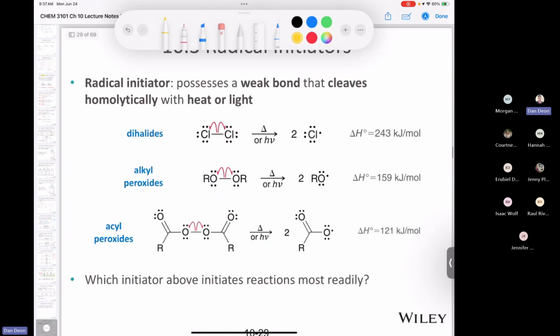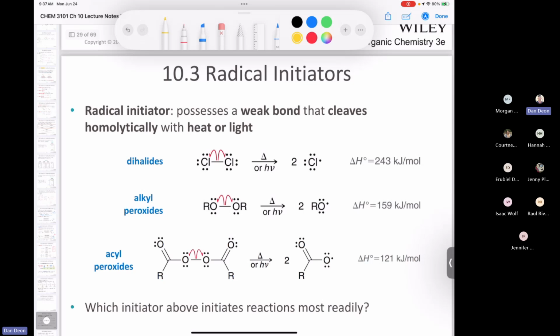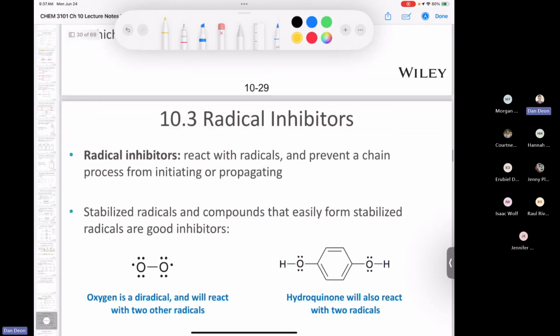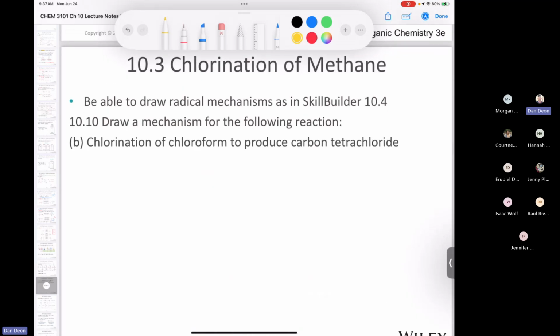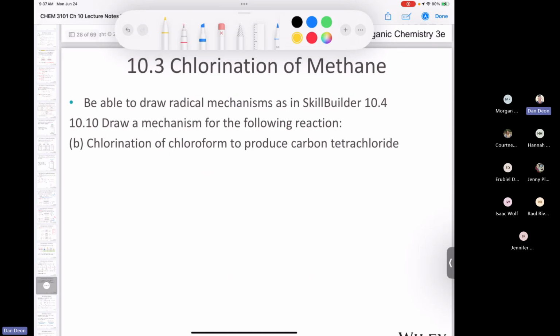Now, before we move on to radical initiators and radical inhibitors, which I will cover with you before we take our next break, I want to take a look at this question here. Okay, there is some work involved here. It says, be able to draw mechanisms as in Skill Builder 10.4. So make sure you take the time to take a quick peek at Skill Builder 10.4.